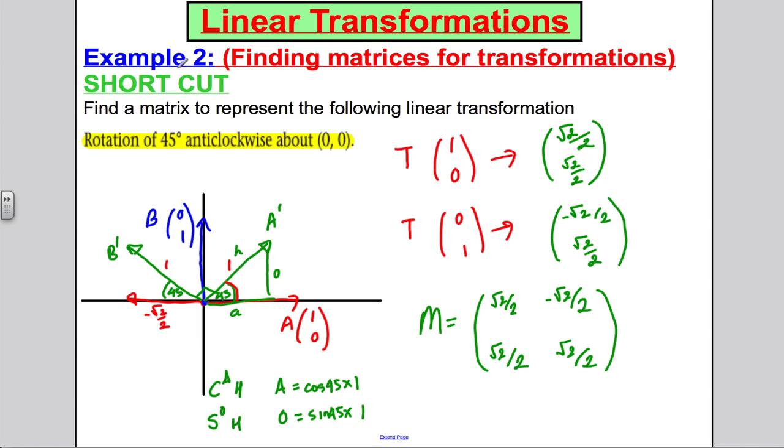Okay, I'd like you to try another one yourself, example 3. Try the same process, draw the picture out, see what happens to the i and j vectors, and then that would give you the first and second columns of the matrix. Have a go at this, pause the video, I'll go through in 10 seconds.